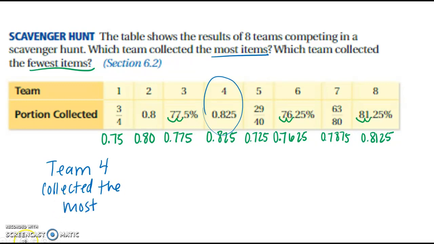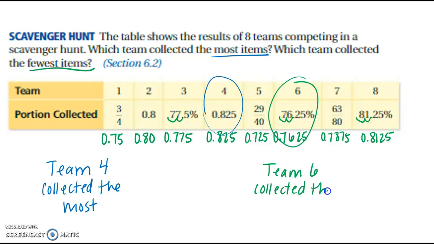And then for my second question, it asks which one collected the fewest. So I'm looking for my smallest amount, which is here. So team 6 collected the fewest. So once my numbers are in the same format, it's easier to compare their values. So we're going to go ahead and continue on.